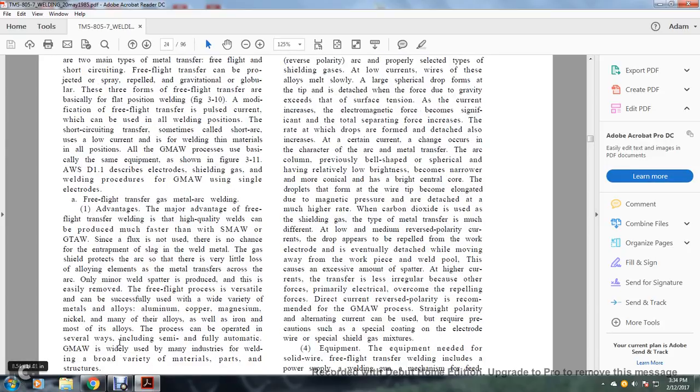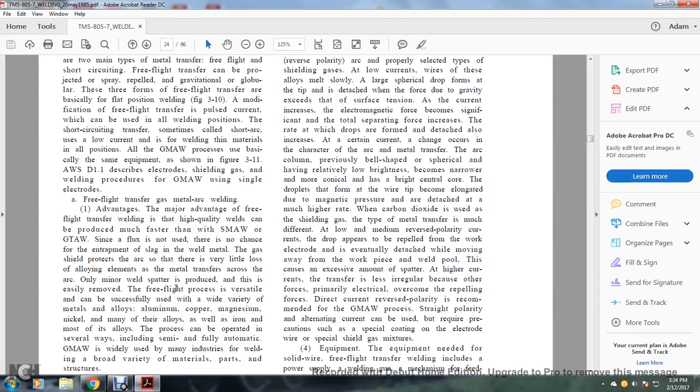Alright, one advantage of the free flight transfer of welding: high quality welds can be produced much faster than with shielded metal arc welding or gas tungsten arc welding. Since flux is used, there is no chance for the entrapment of slag in the welded material. The gas shield protects the arc so that there is very little loss of alloy elements as metal transfers across the arc. Only minor weld splatter is produced.